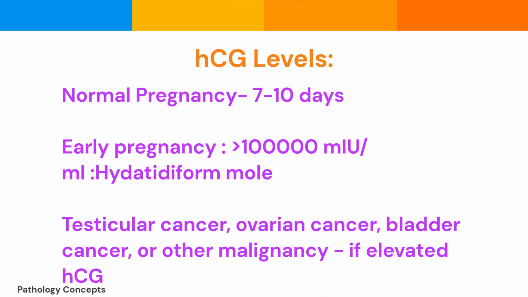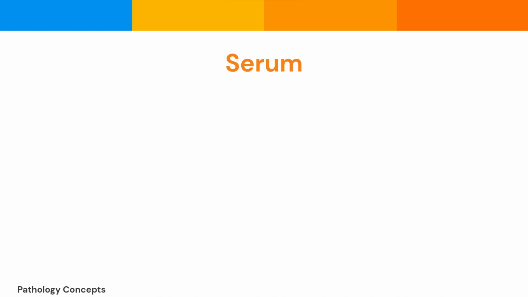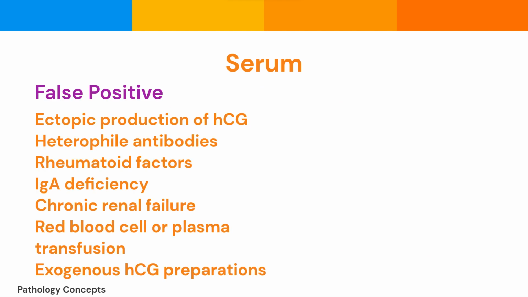The serum test also has some limitations. False positive can occur in certain conditions like ectopic production of hCG in hydatidiform mole, choriocarcinoma, germ cell tumor, in addition to multiple myeloma, stomach, liver, lung, bladder, pancreatic, breast, colon, cervical, and endometrial cancers.